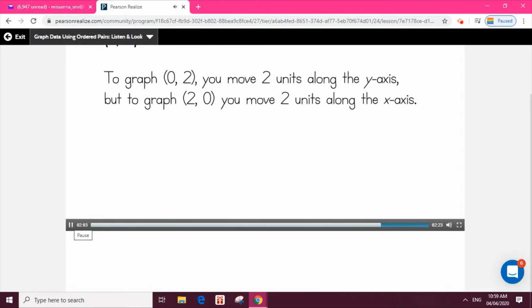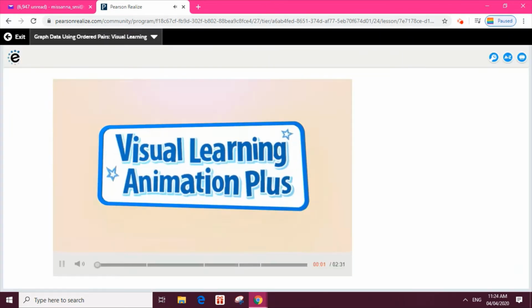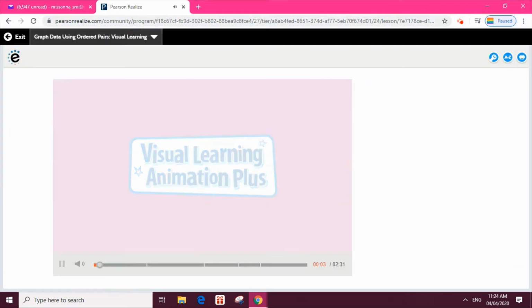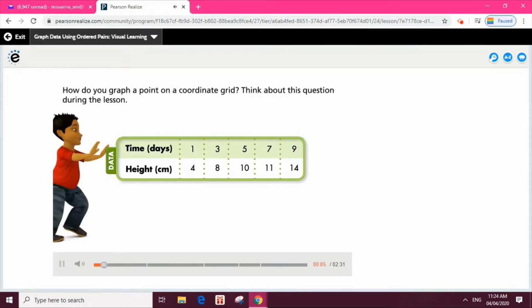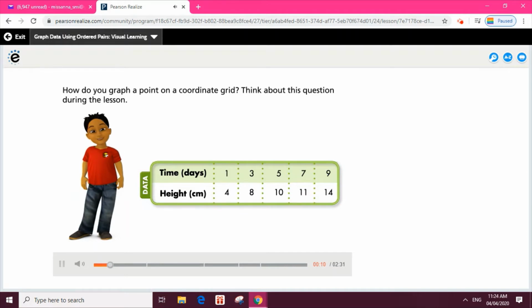These students demonstrate an understanding of how the x-axis and y-axis can be used to locate points in two dimensions on a coordinate grid. This understanding will help them as they create and interpret graphs on coordinate grids to display data and solve problems. How do you graph a point on a coordinate grid? Think about this question during the lesson.